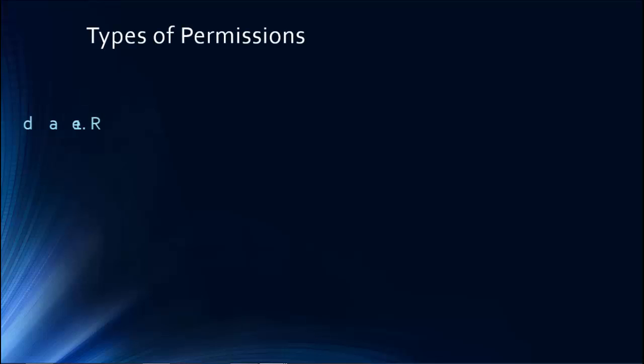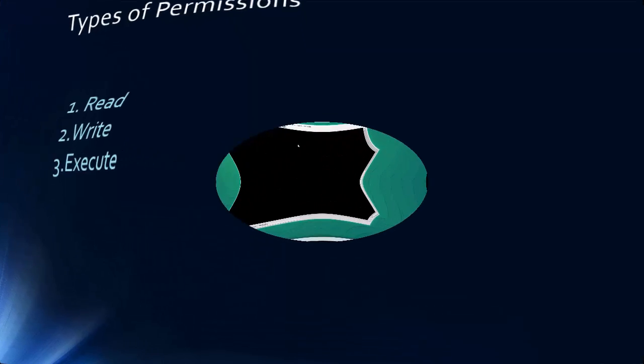Every file in the Linux system has three permissions: read, write, and execute. Read permissions give you the authority to read and view a file. The write permission gives the authority to modify the content of a file. The execute permission allows the user to execute executable files in the system.